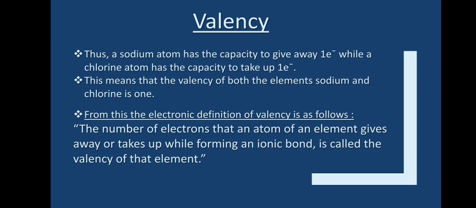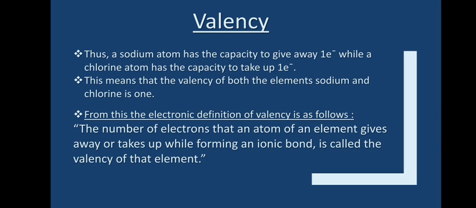So thus a sodium atom has the capacity to give away one electron, while a chlorine atom has the capacity to take up one electron. This means that the valency of both the elements sodium and chlorine is 1. Valency will never be plus or minus. It will be just a specific number, right? So chlorine can take up one electron, forming one bond, so it has valency 1 because it can form one bond. Same is the case with sodium, because it can give out one electron and form one bond with any element.